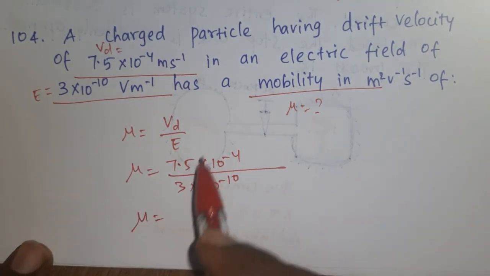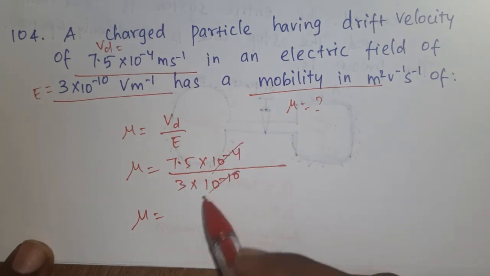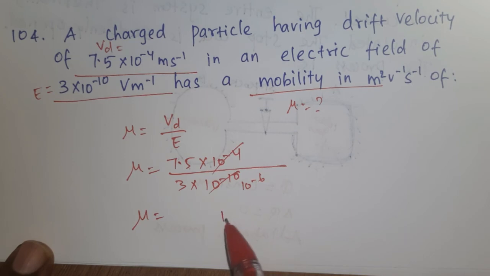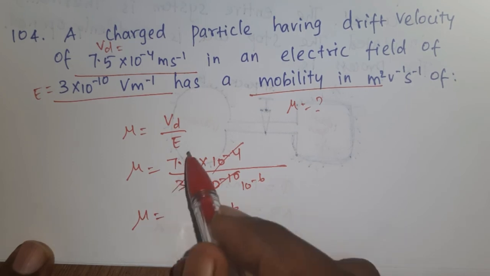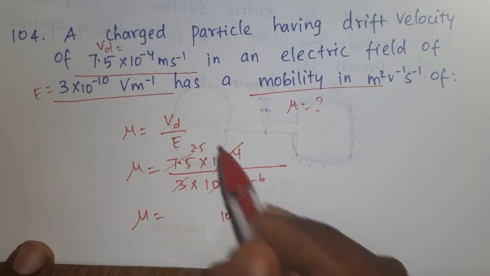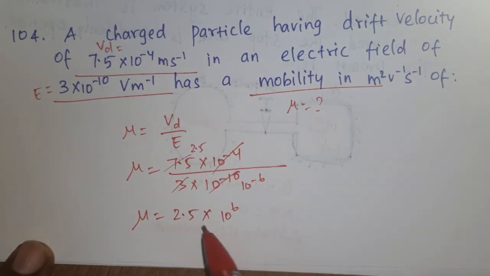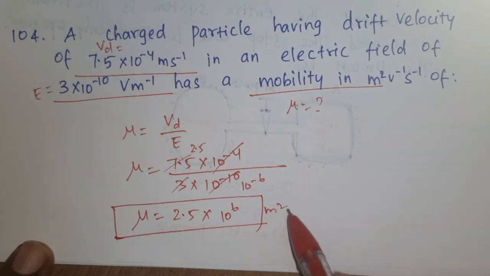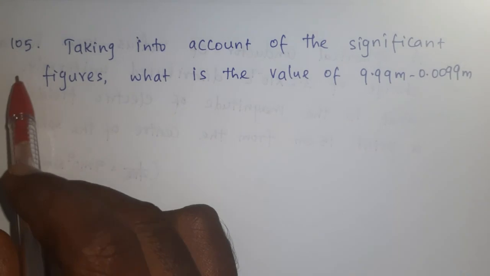Mu is equal to, if we cancel this, we'll get 10^-6. The 10^-10 goes to 10^+6 in the numerator. Then if we cancel 7.5 by 3, we'll get 2.5. So 2.5 × 10^6, with the given unit here, meter square volt^-1 second^-1.